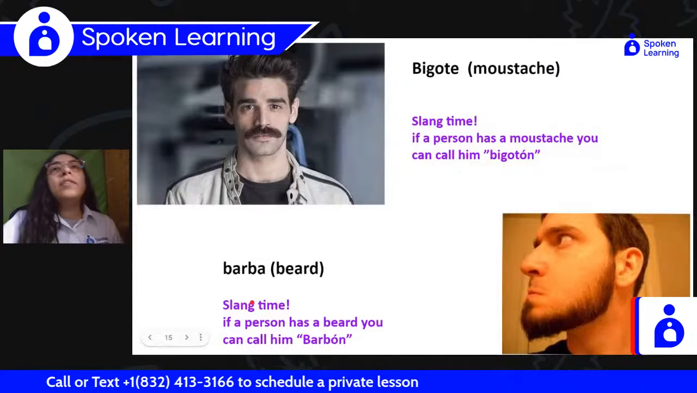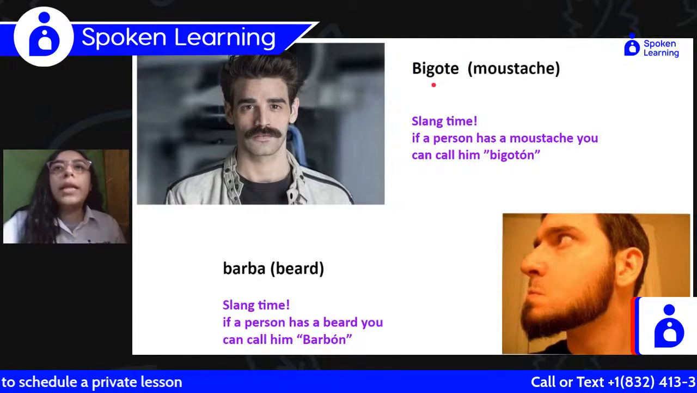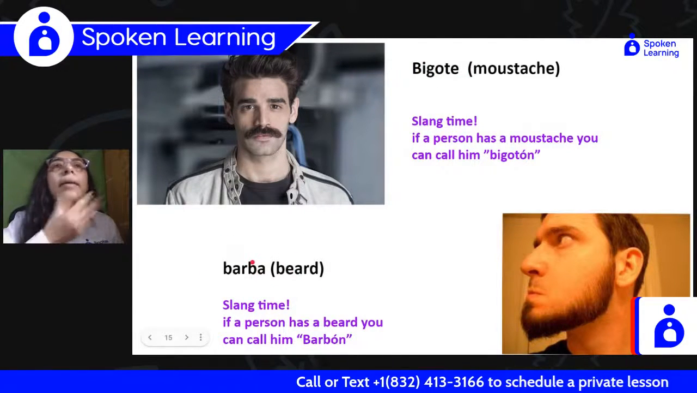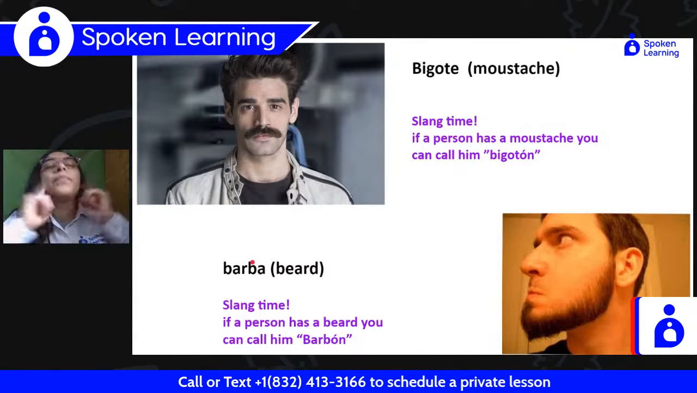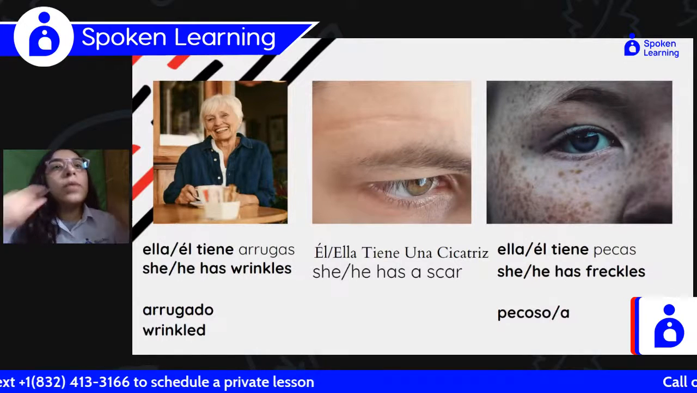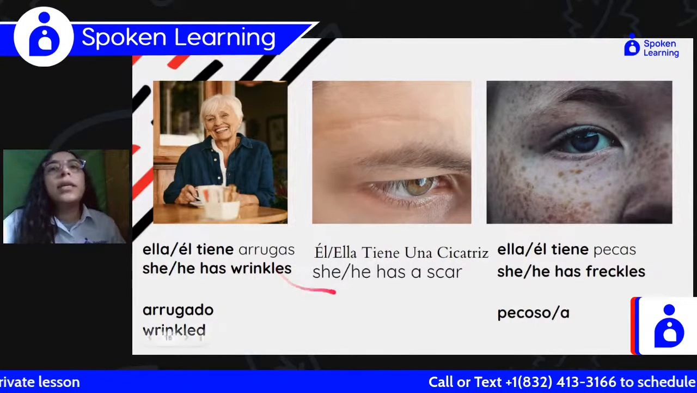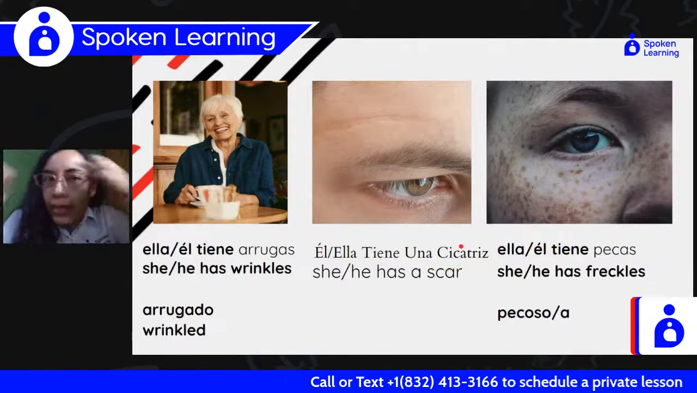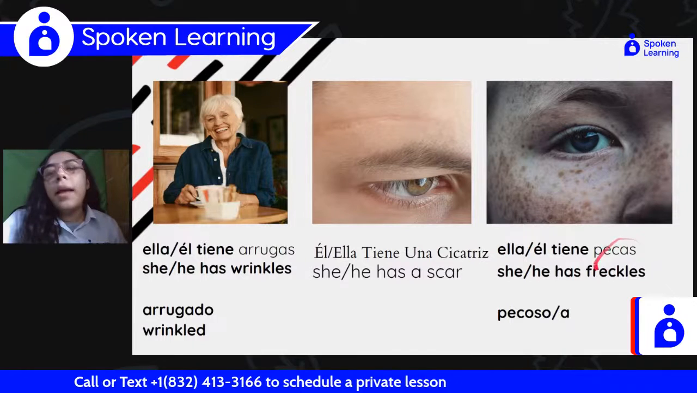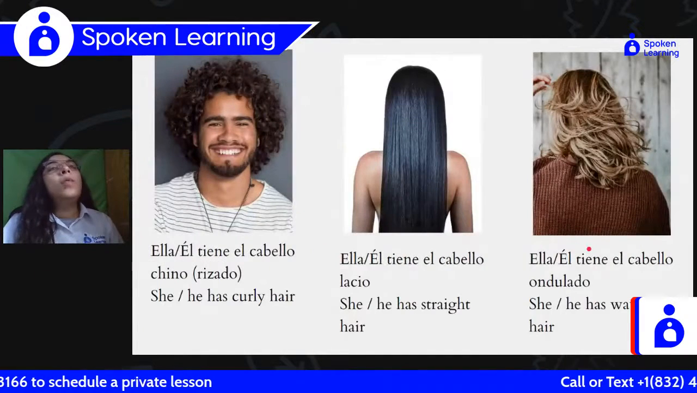Okay, so for mustache, bigote, bigote. Barba, it's beard, okay? Barba, bigote, barba. What about wrinkles? Wrinkles, arrugas, arrugas. Scar, cicatriz. I have one here, cicatriz. And freckles, pecas, pecas. What about the hair?